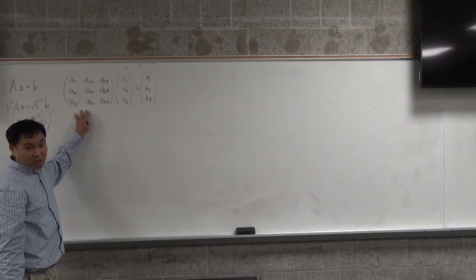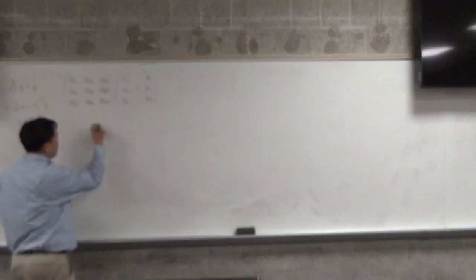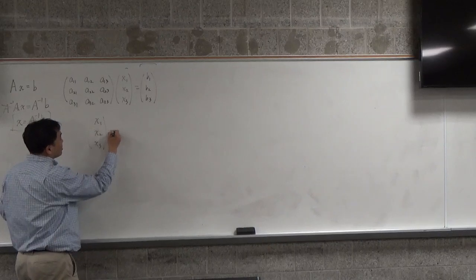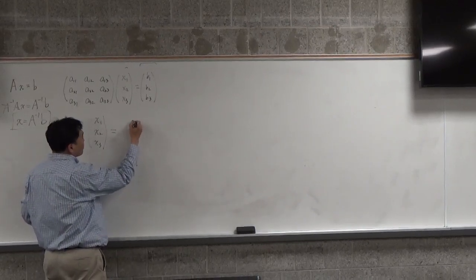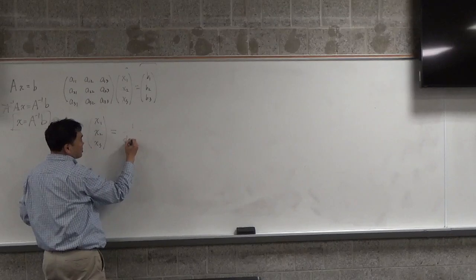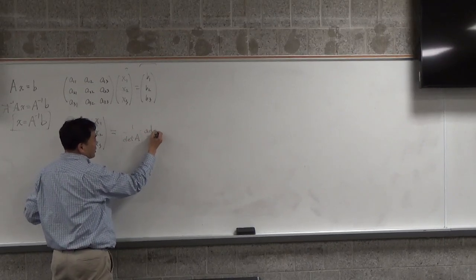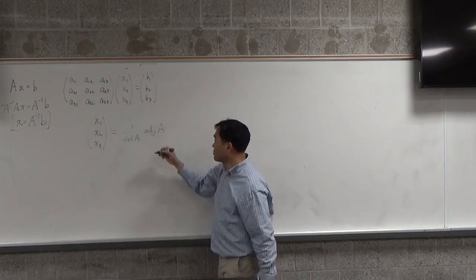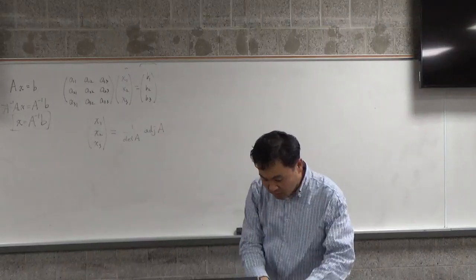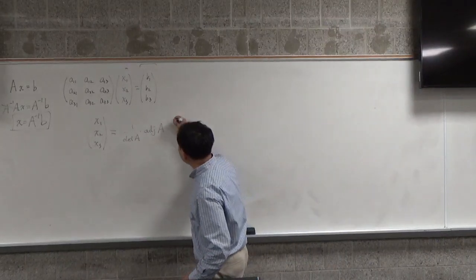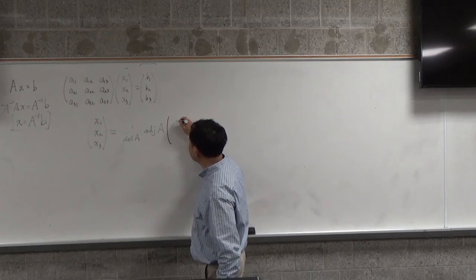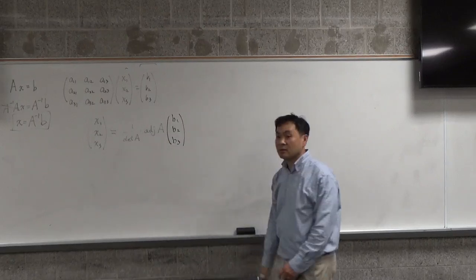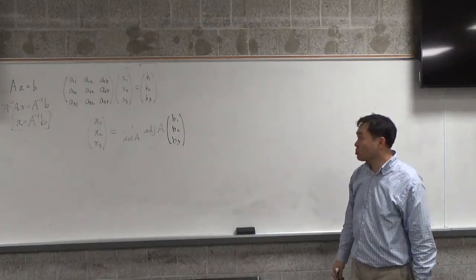And we do know the A inverse. It's given by the adjugate, right? So what's the solution? x1, x2, x3 is equal to 1 over the determinant of A times the adjugate of A. That's A inverse. We talked about that, right? And then you have times B1, B2, B3. Okay? So that's going to give you the solution.